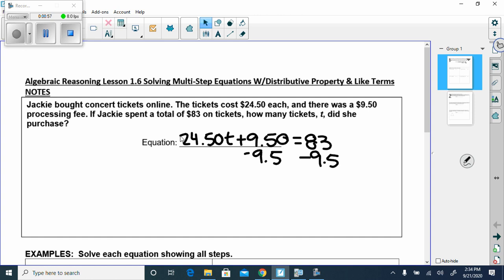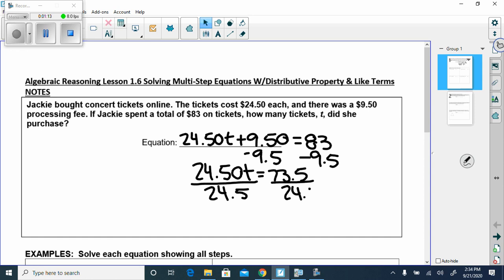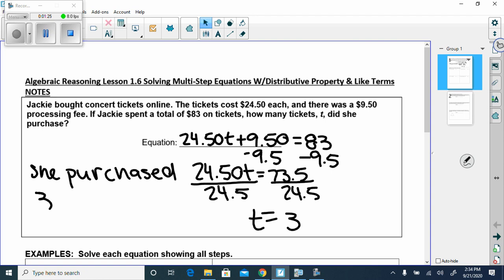Okay, so I now have 24.50T is equal to 73.5. Then you divide by 24.50. You get 3. Okay. So how many tickets did we buy? So we purchased 3 tickets. All right.